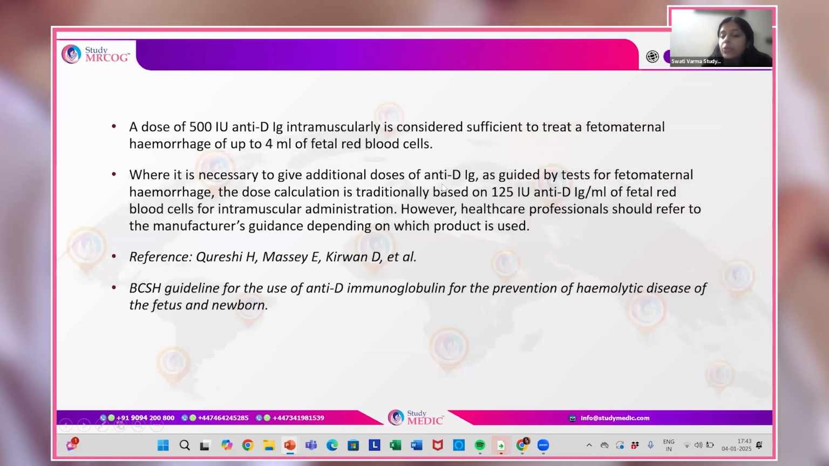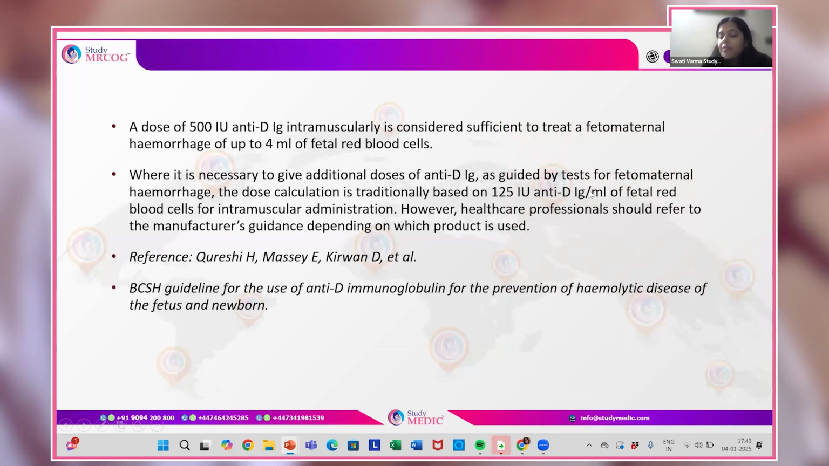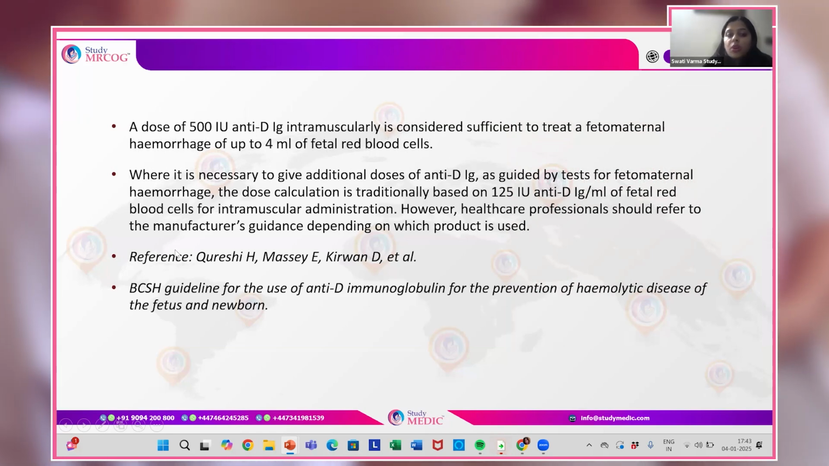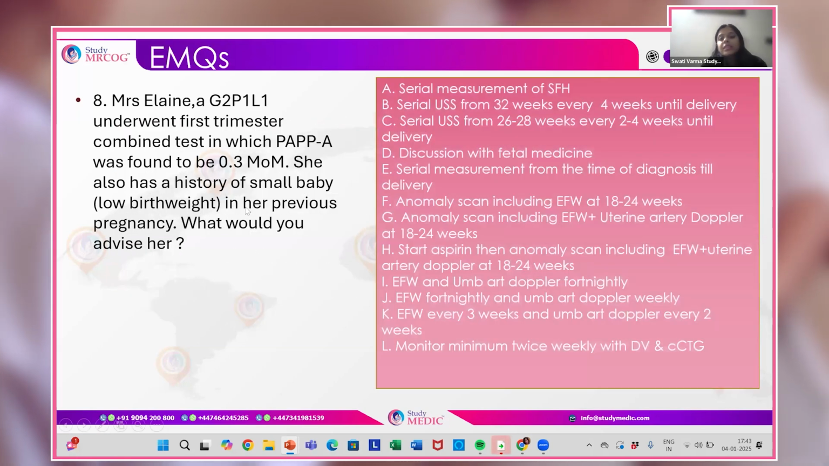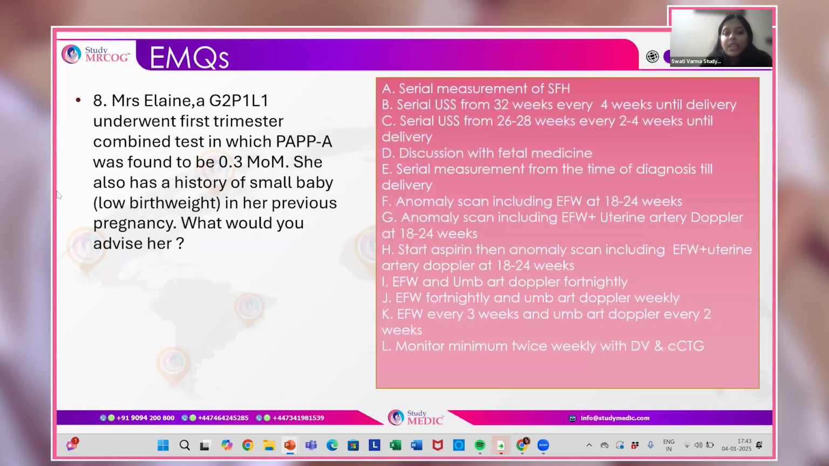So where it is necessary to give an additional dose, the dose calculation is based on 125 units of anti-D per ml of fetal RBCs for IM administration. So we should give this. Now, next set of questions, the last three are based on SGA, a very important new guideline.